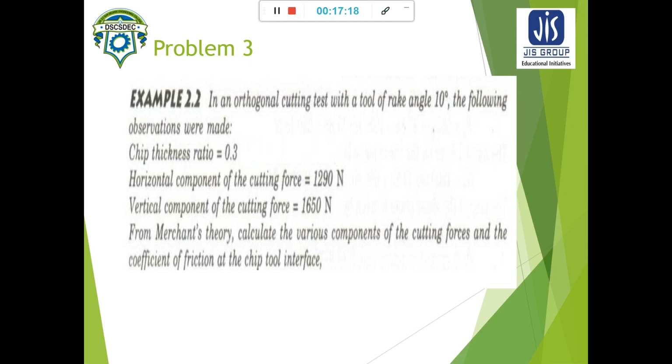So now in the next problem, in an orthogonal cutting test with a tool of rake angle 10 degrees, the following observations are made. First, the chip thickness ratio is 0.3. The horizontal component of the cutting force is 1290, this is our FC, and the vertical component is 1650, this is our FT. From Merchant's theory, calculate various components of the cutting force and the coefficient of friction at the chip tool interface.